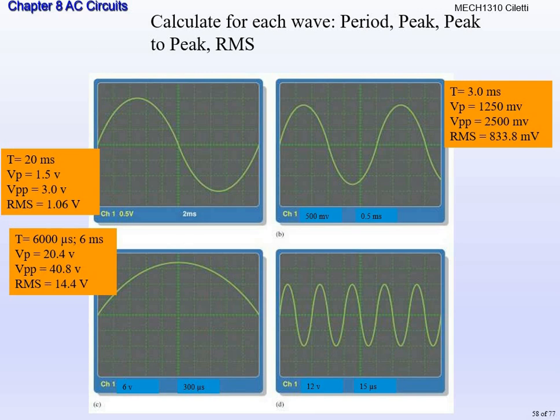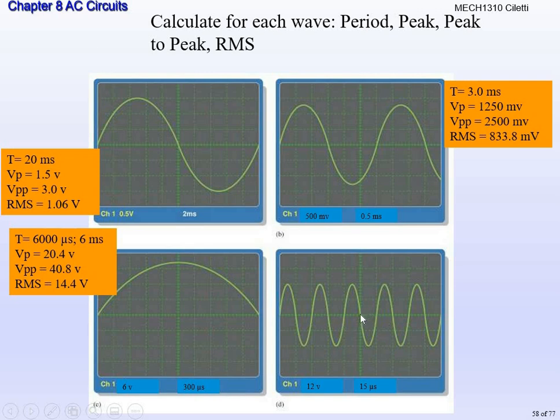The VP, we said 20, I would have accepted that on a test if it was handwritten. All right, 20.4 is probably the more exact value on here, and then VPP is 20.4 times 2, and the RMS is 0.707 times 20.4. Let's look at the last waveform in the bottom right-hand corner. Taking a look at that, each box is 12 volts high, and this waveform is 2 boxes high, so we know that the VP has to be 24 volts. Let's find the period.